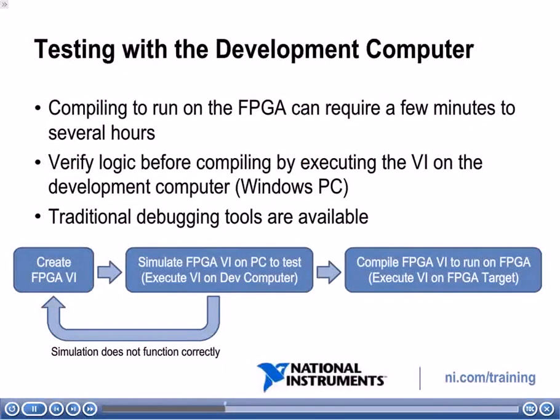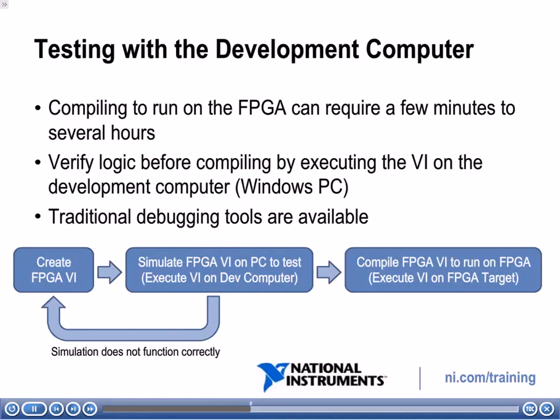Okay, let's talk about testing with the development computer. One thing I want to make sure you understand is that when you're compiling an FPGA VI, that compilation can take from a few minutes to several hours. So it's something that will take a lot of time. If you select your VI and tell it to execute on an FPGA, it's going to go through this compilation process, which could take a long time. That's why it's a best practice, before you ever execute your VI on the FPGA and compile it, to go into that simulation mode and execute it on your development computer first.